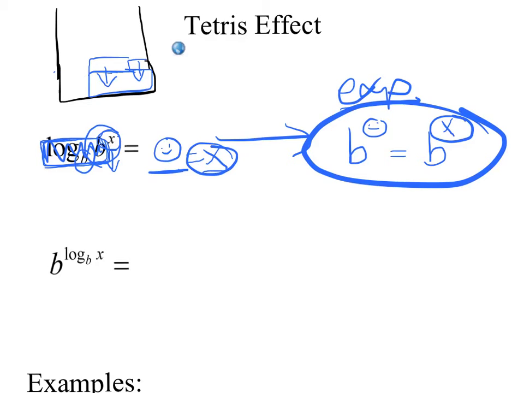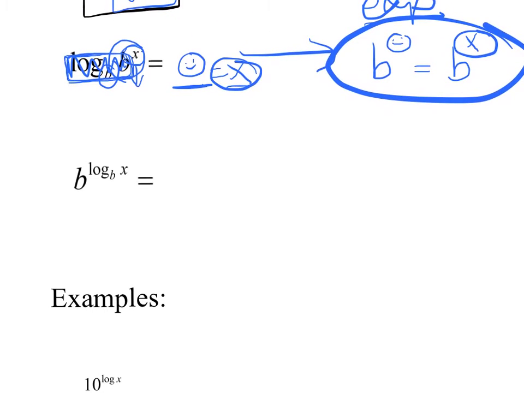But that's one version of Tetris effect. The other one is down here. Now, if the base of your exponent is b, but here's what's weird, the logarithm is your exponent. Okay? So now the log is in the exponent. The base of your exponent is b, and the base of the logarithm is b. The same thing is going to happen.